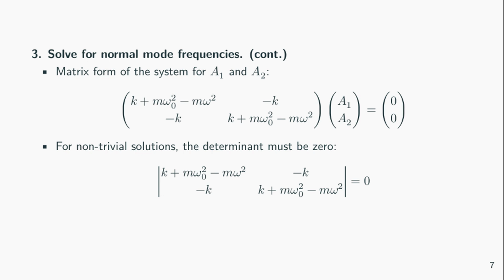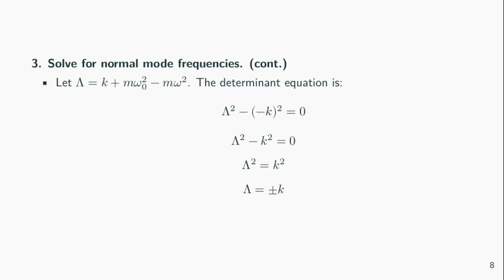For this system of homogeneous equations to have non-trivial solutions, meaning solutions other than a1 equals 0 and a2 equals 0, the atoms not moving, the determinant of the coefficient matrix must be 0. Let's calculate the determinant of that matrix.